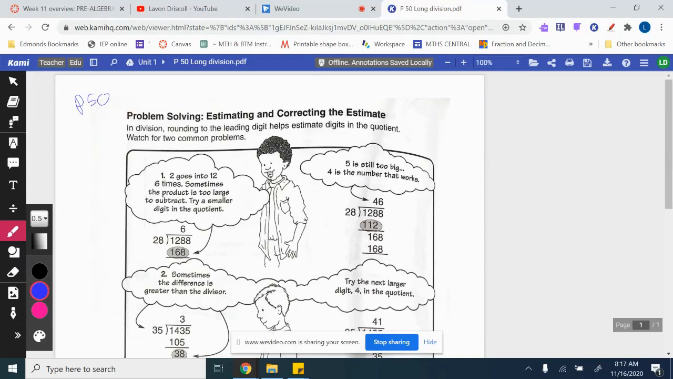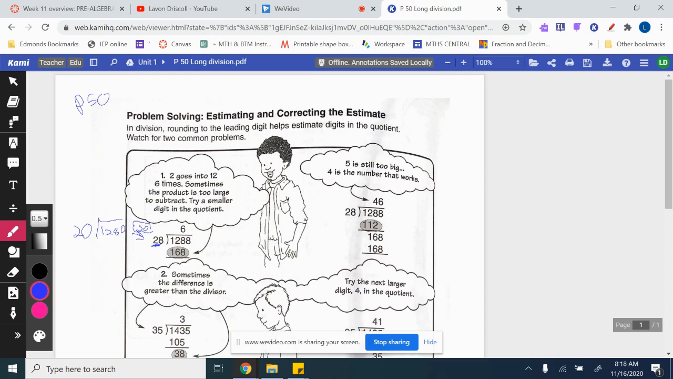Long division. Last time we met, we talked about problems that would be like 20 goes into 100, sorry, 1,280. Kind of like this problem. But what we want you to look at is we want you to round this and think 30.